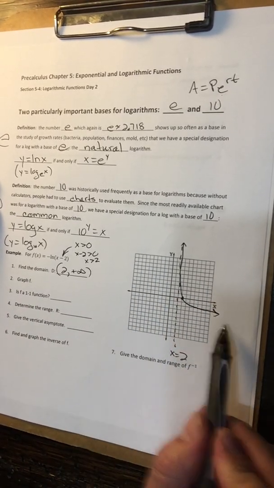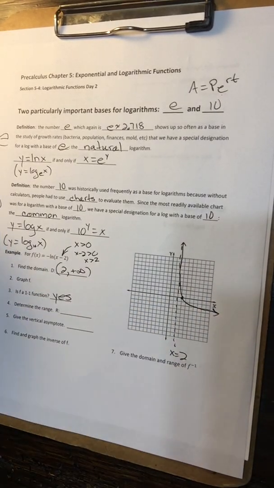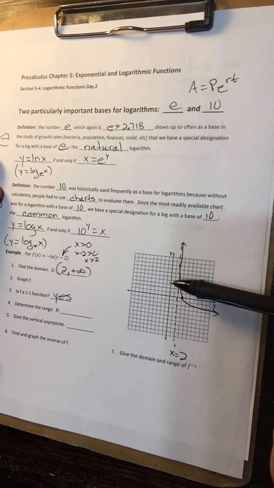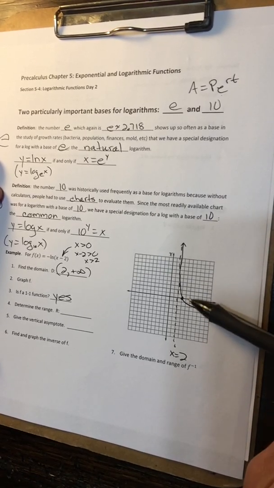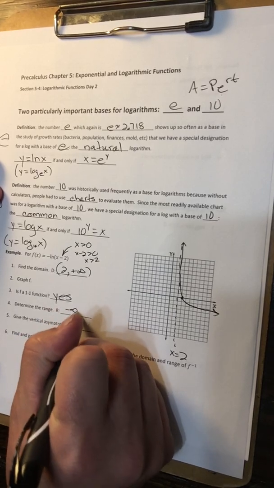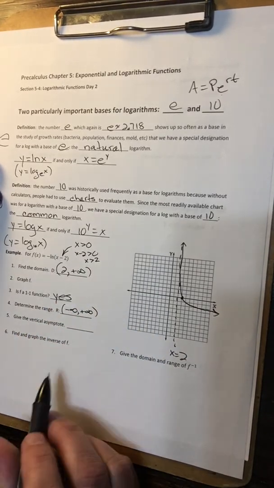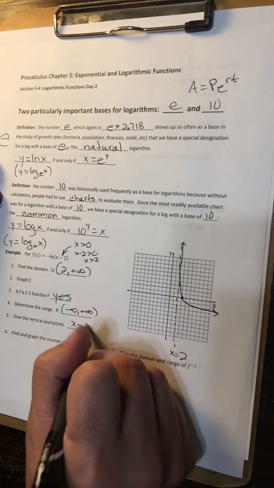Is f a one-to-one function? Yep, it passes a horizontal line test, so its inverse will pass a vertical line test. Determine the range of our function. Well, I use all the positives, and although this goes slowly, it will continue to go down so that I use all the negatives. This is negative infinity to positive infinity. Give the vertical asymptote, it's right there, x equals 2.